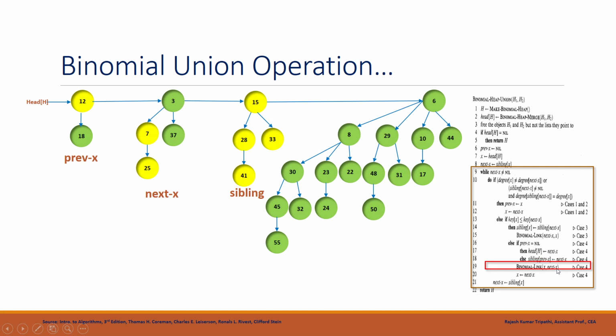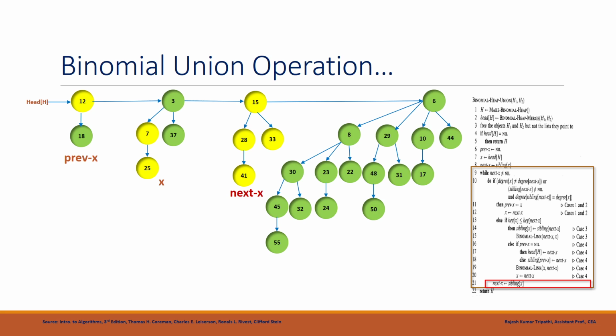After that you can see this is next x, this is previous x, and this is your sibling. Again come back to x, next x will become x and sibling of x will become next x. Again we come back to the while loop. Again we will check next x not equal to nil. Yes. So again you will check the degree of x not equal to degree of next x. Degree of x and degree of next x is the same. So again it is false. We will move here. The sibling not equal to nil, while it is nil. So again this condition is false.